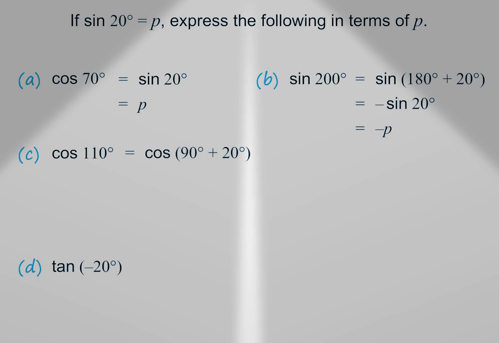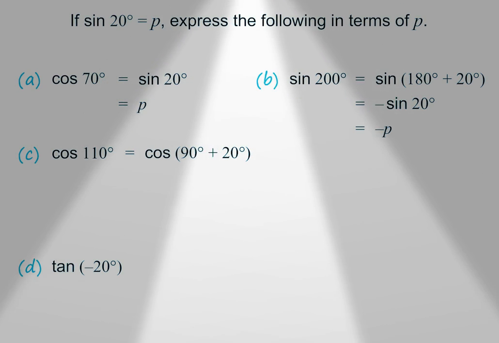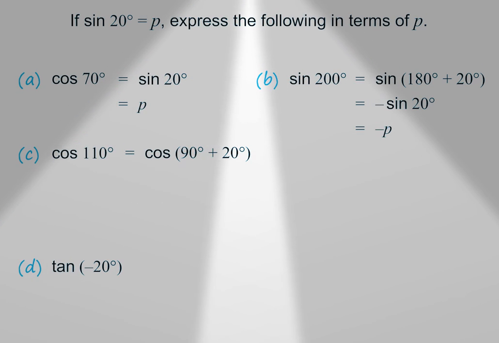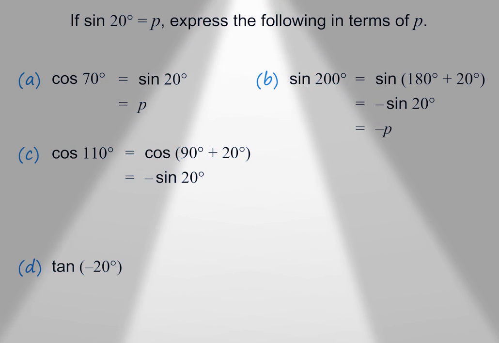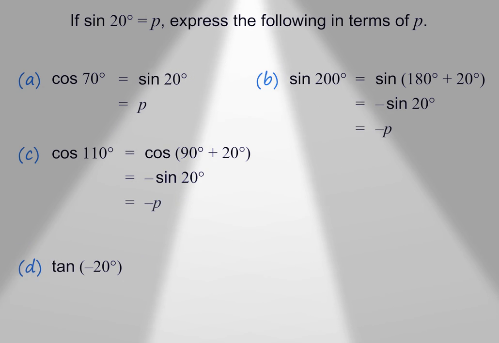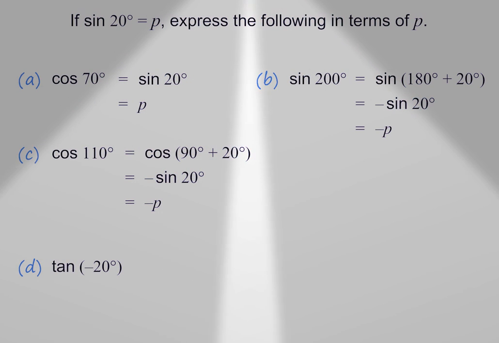To answer part C, we again need to reduce an angle to get an acute angle. We begin by rewriting the given angle as 90 plus 20 degrees. Then using cofunctions, this is equal to minus sine 20 degrees, which is again equal to minus p. This completes part C.